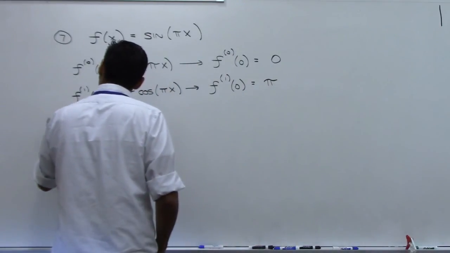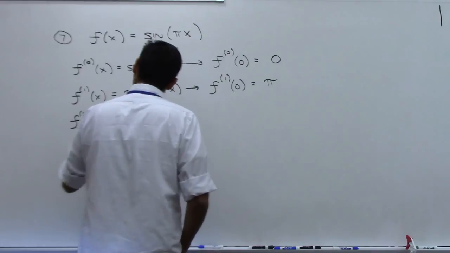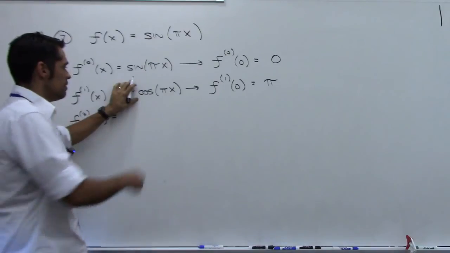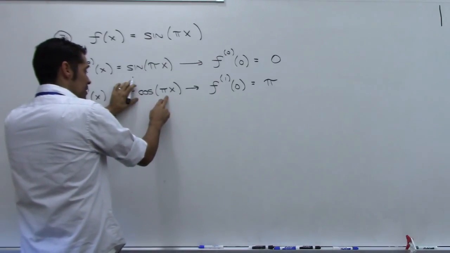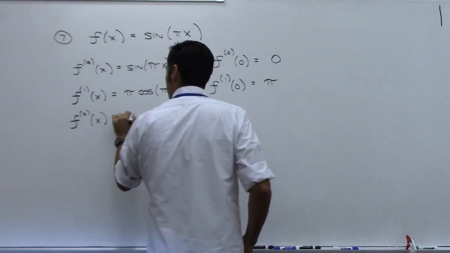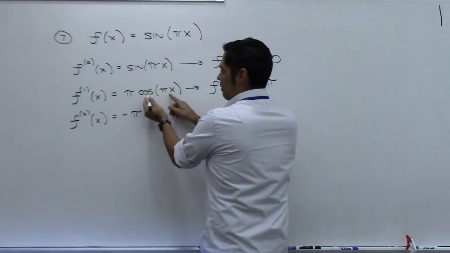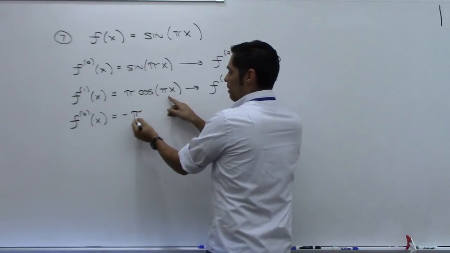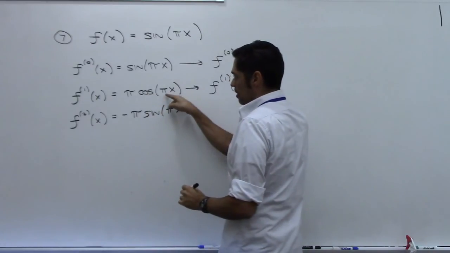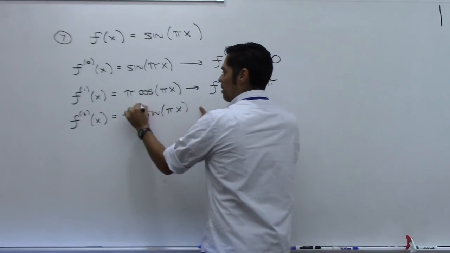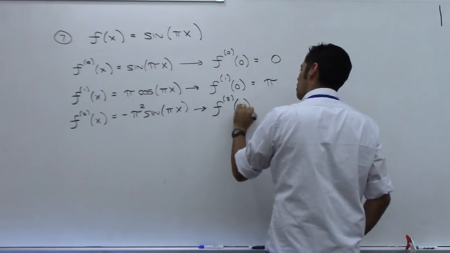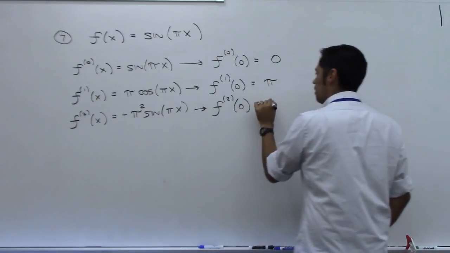Now when I take the second derivative, what's going to happen is pi is going to be here, derivative of cosine of something is negative sine, but then the derivative inside is a pi. So I'm going to get negative pi, sine of pi x, but then times another pi that I can put out here, or I can just square that. And now when I take the second derivative and I plug 0 in, it's not going to matter because sine of 0 is 0, so this is 0.